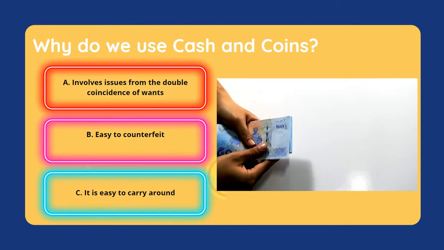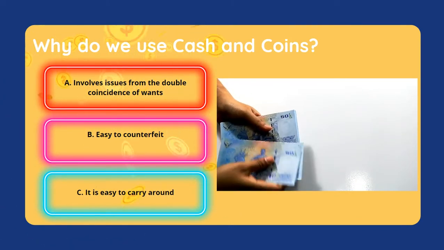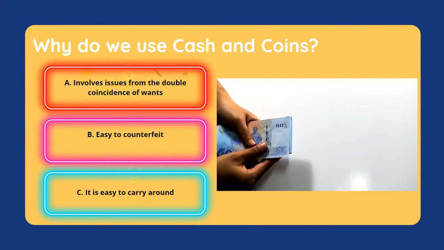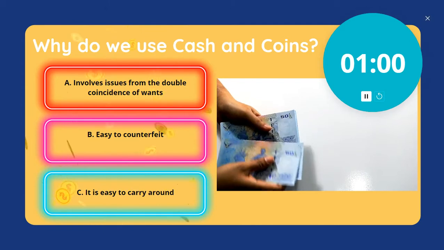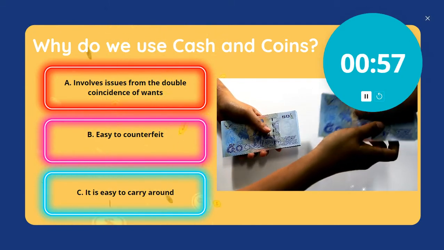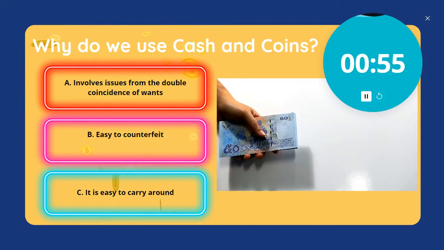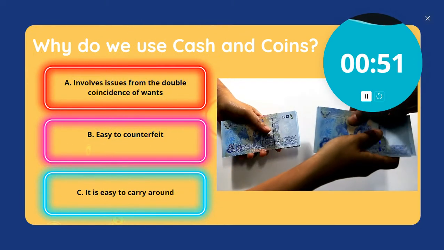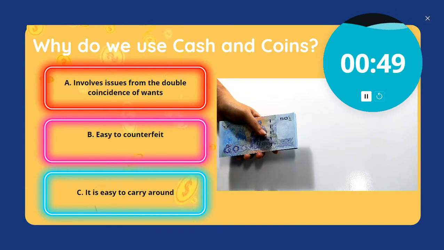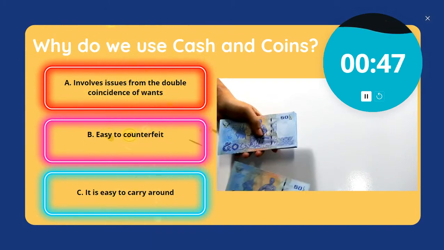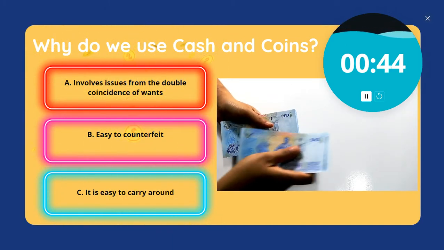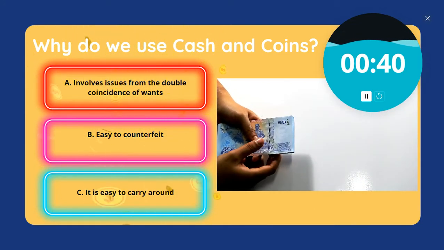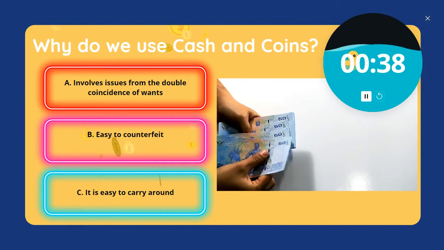So, why do we need to use cash and coins? As you can remember in this video, or even in the introductory part, I hope you can answer this question. Why do we use cash and coins nowadays? A. Involves issues from the double coincidence of wants. B. Easy to counterfeit. Or C. It is easy to carry around.